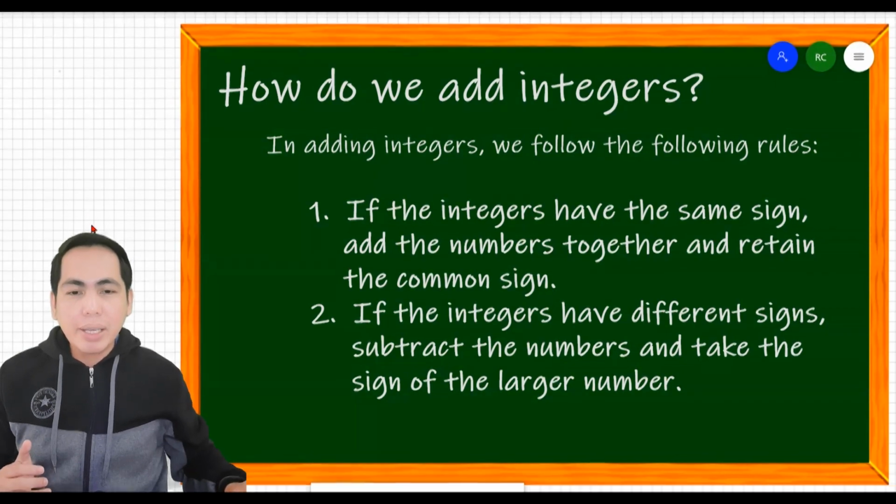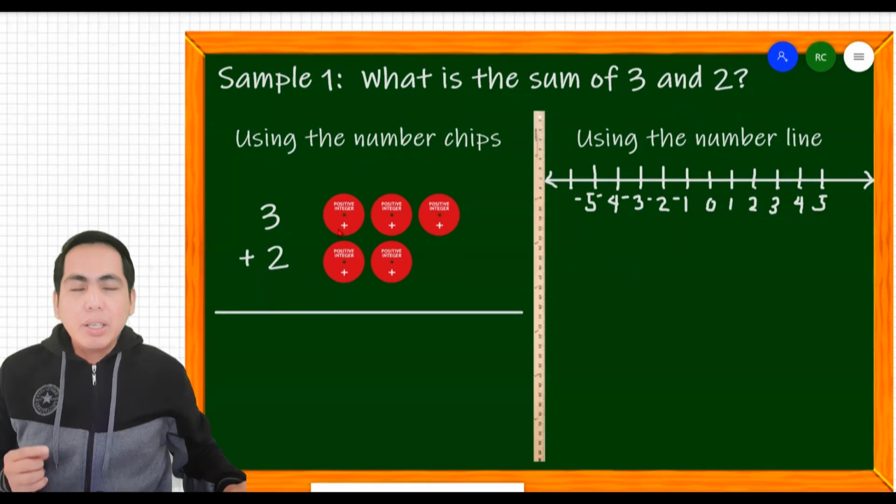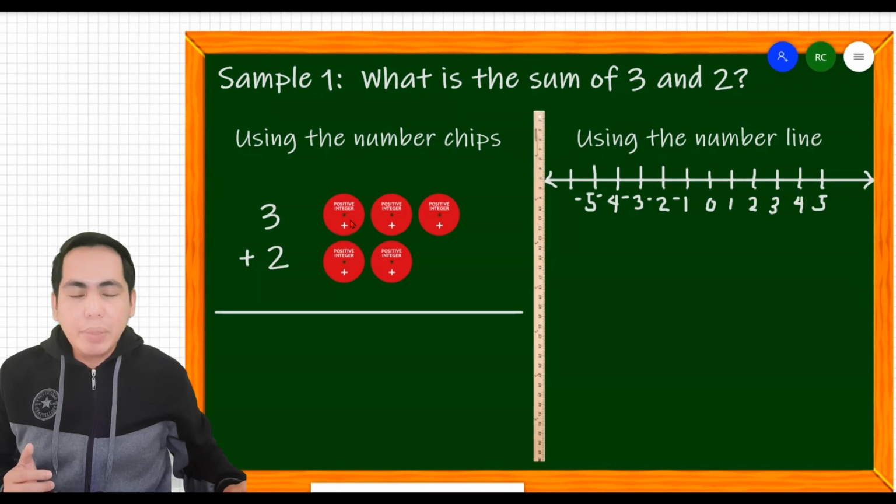So let us have examples. Example number 1: what is the sum of 3 and 2? We are going to use the number chips and the number line to solve this problem. Let us begin with the number chips. The red number chips represent the positive integer. Since we are adding two positive integers, we have two sets of red number chips.